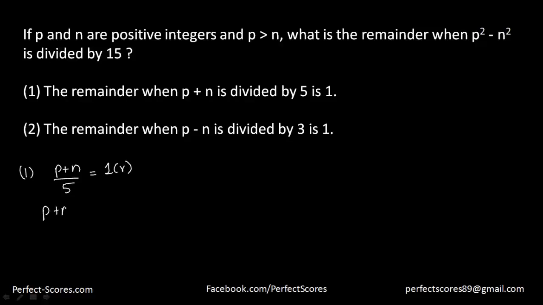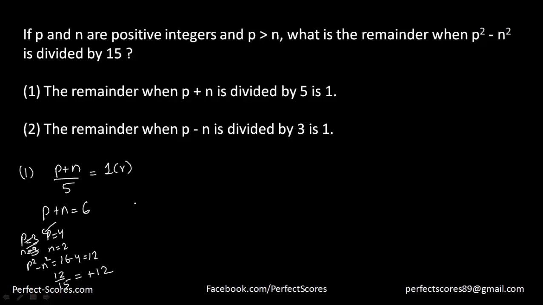Let's suppose p plus n is equal to 6, right? Let's say p is equal to 3 and n is equal to 3, or let's take a simpler scenario. Let's say p is equal to 4 and n is equal to 2. Then p square minus n square is going to be 16 minus 4, which is equal to 12. And when you divide 12 by 15, the remainder is 12.